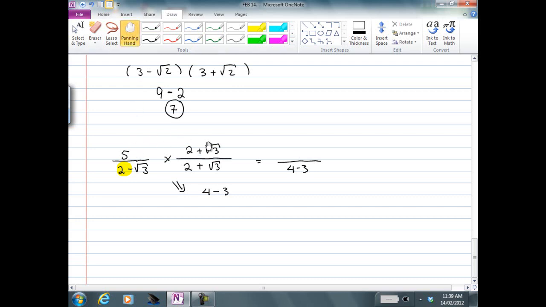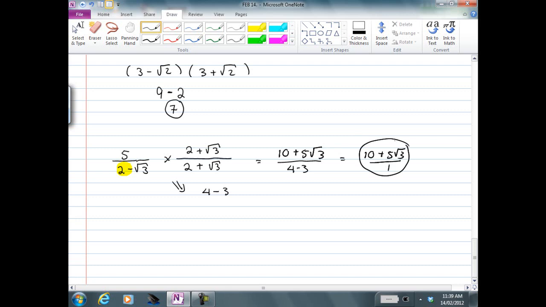There's really no tricks to this. Just beat it out slowly. What's the top part going to be? 10 plus 5 root 3. Okay. So we're going to just simplify slowly. So this becomes 10 plus 5 root 3 over 1. That's all you can do.